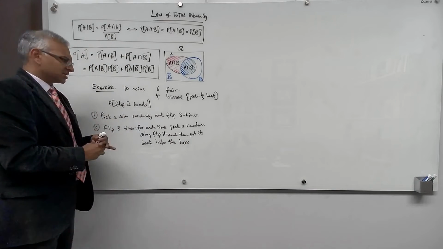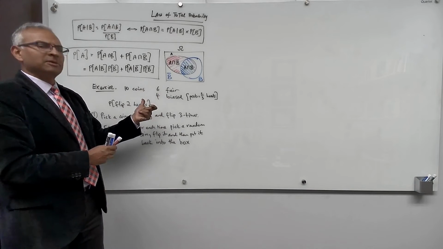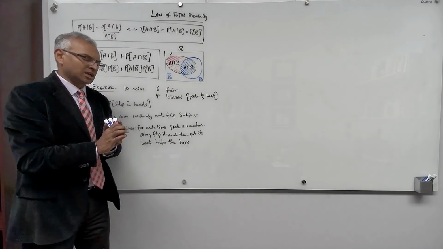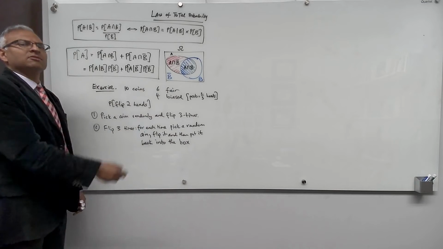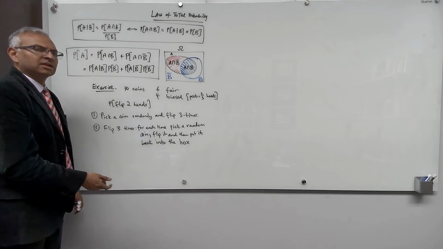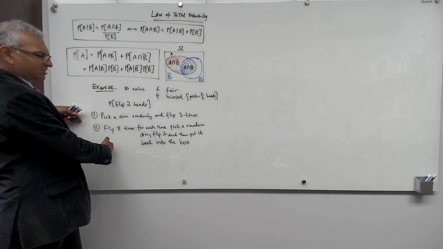In the first case, I just picked a coin once. I randomly picked a coin out of these 10, flipped it 3 times. In the second case, I pick a coin, flip it, put it back. Now randomly pick again, flip, put it back. Randomly pick again, flip, put it back. So analyze these 2 experiments.